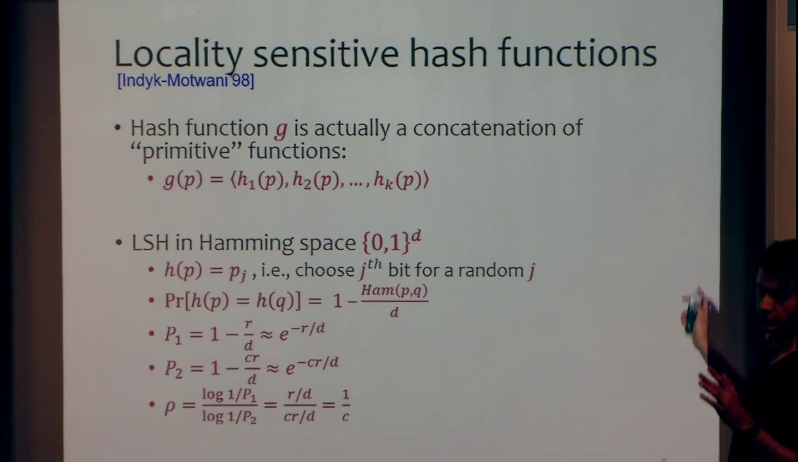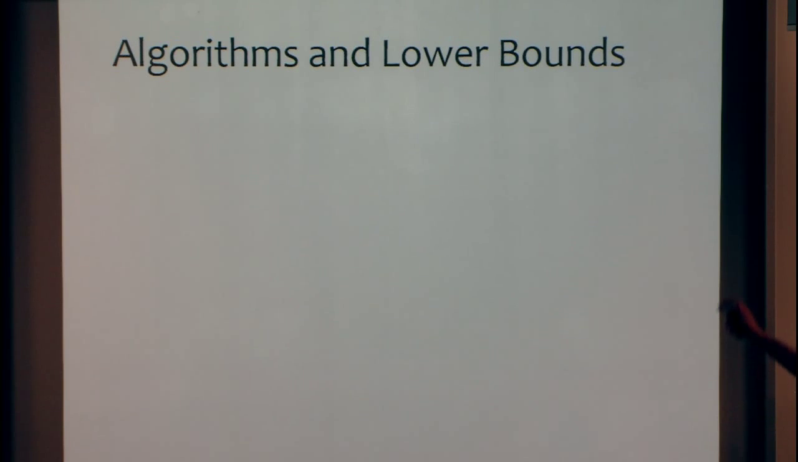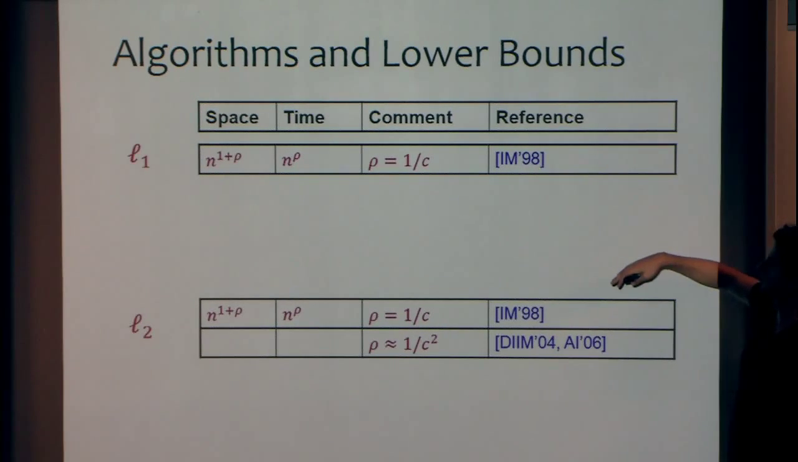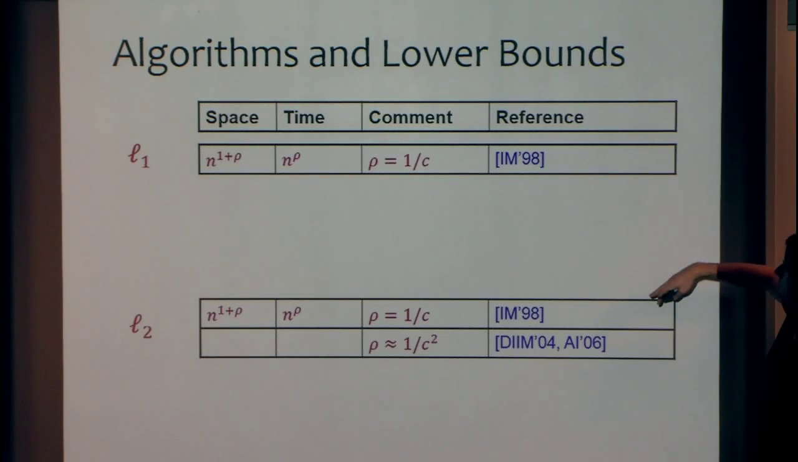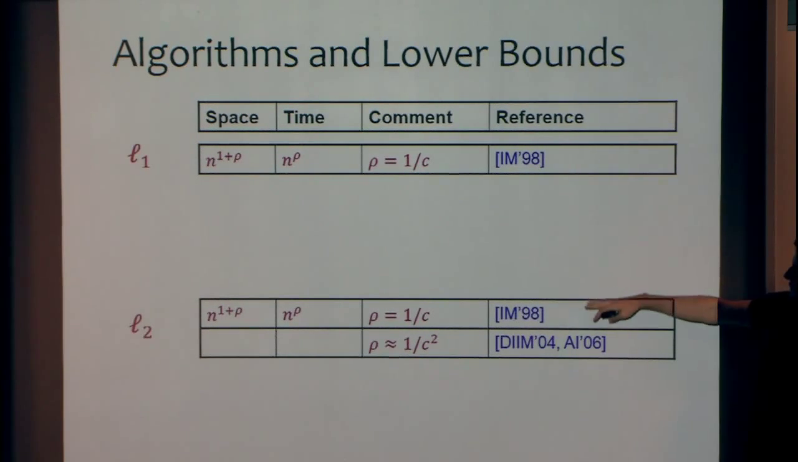Okay, so this is roughly how it goes, right? So what do we know? Let me have a table with what is known about this, and let me partition this by L1 and L2, because the results are slightly different, even though they're directly related, because of the embeddings. So the original paper proved rho equals 1 over c, and by the standard embedding of L2 into L1, this also transfers to Euclidean space as well.